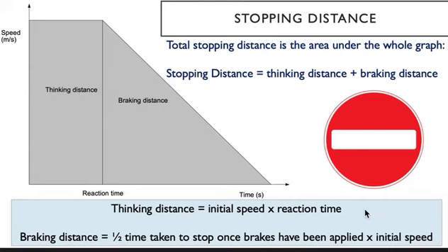Okay, so I've written it down here. The thinking distance equals the initial speed times the reaction time, and the braking distance equals half times the time taken to stop once the brakes have been applied, multiplied by the initial speed.